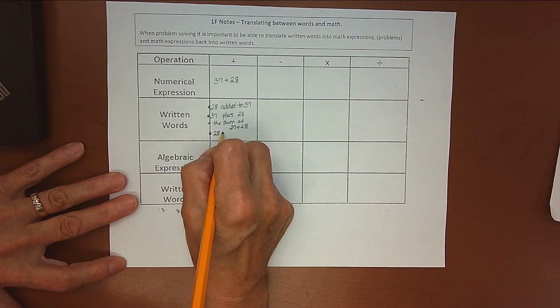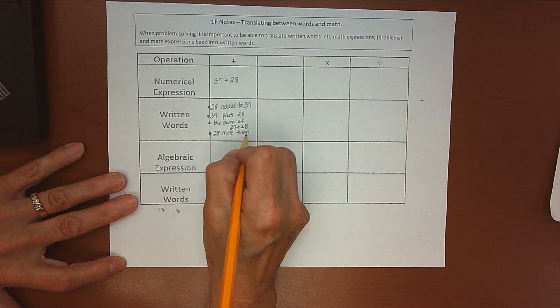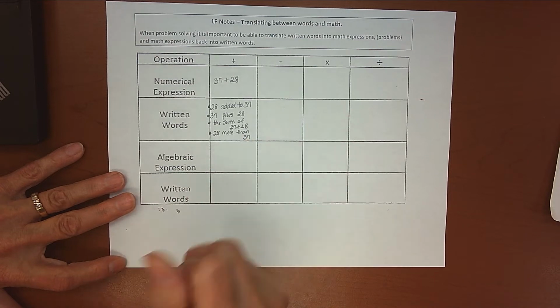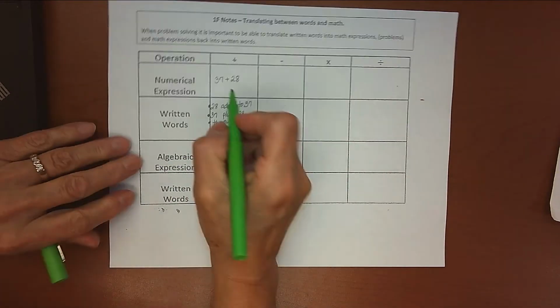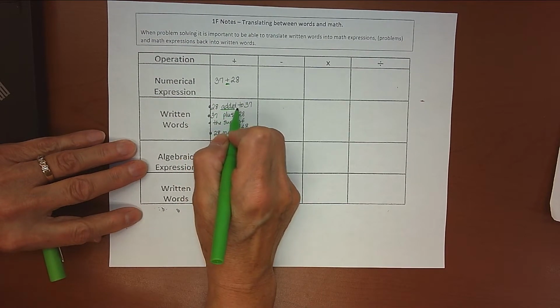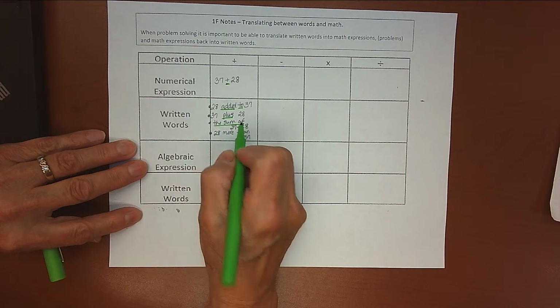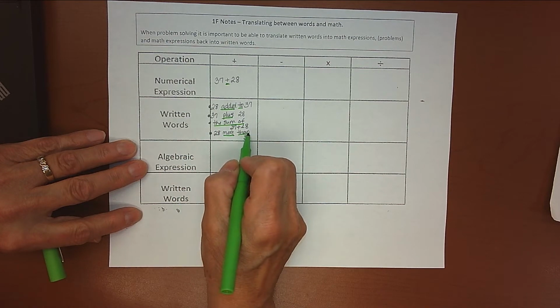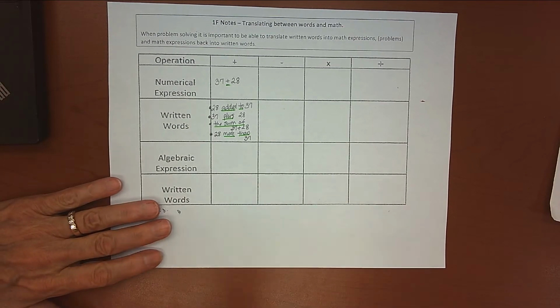So 28 more than 37. Let's underline those words that mean add. Words that mean add. Words that are plus. Added to, plus, the sum of, or more than. We'll come back to this algebraic expression here in a little bit.